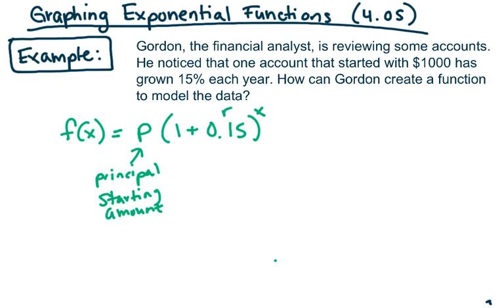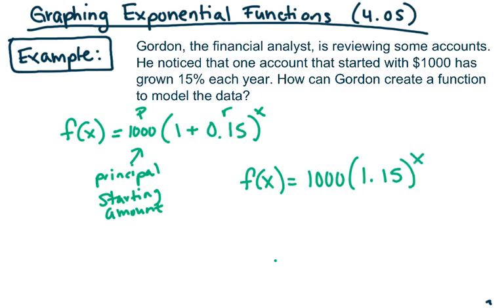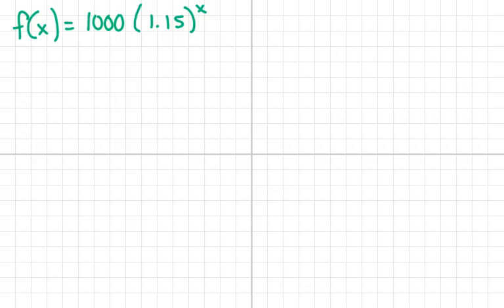Let me fill in my P, or my principal, which was 1,000. All right, so there's my exponential function. I'm going to rewrite it here, adding my 1 and my 0.15. So what does that look like on a graph? I'm going to carry this over to the next page so we can see it. Here's my exponential function, f of x equals 1,000 times 1.15 to the x power.